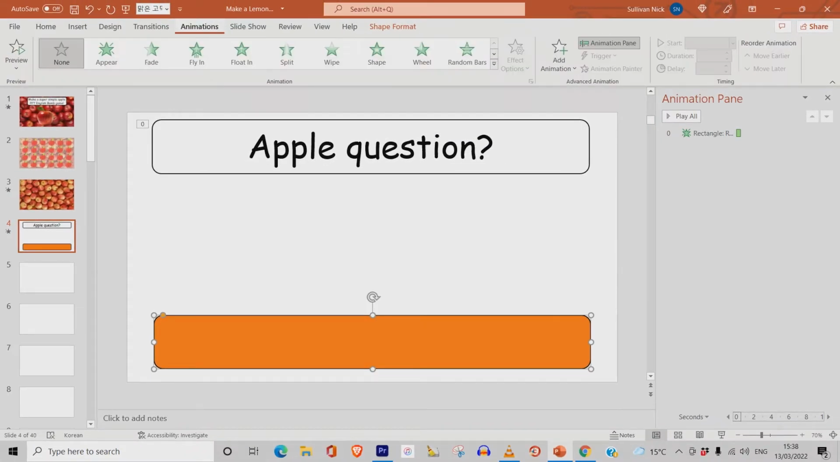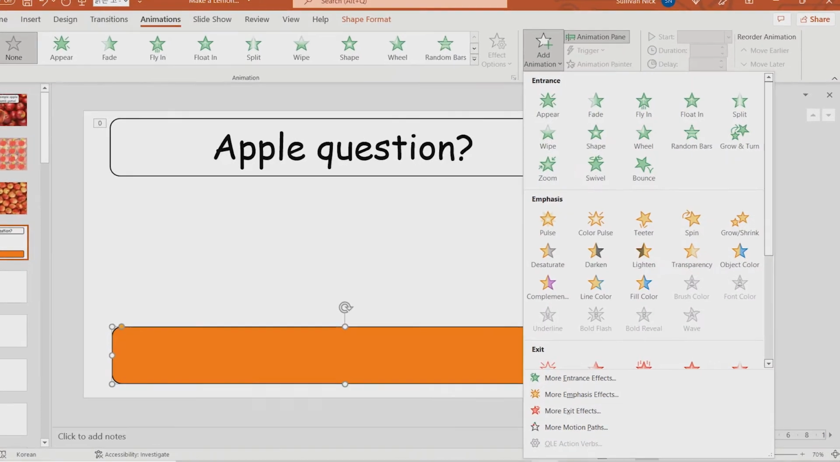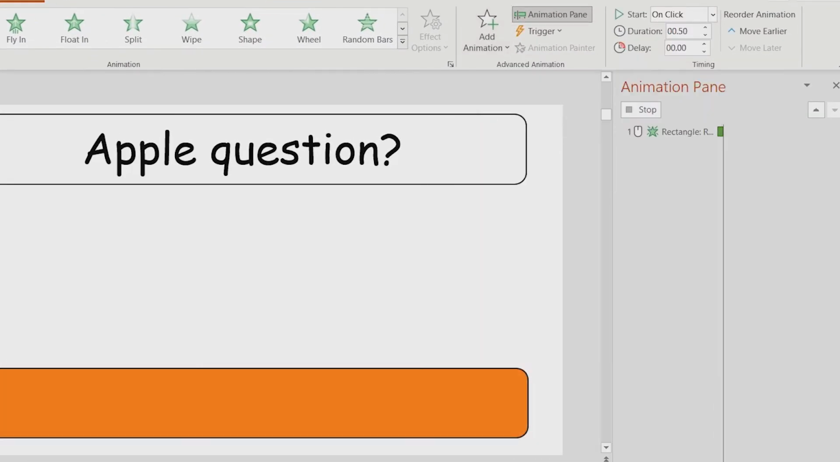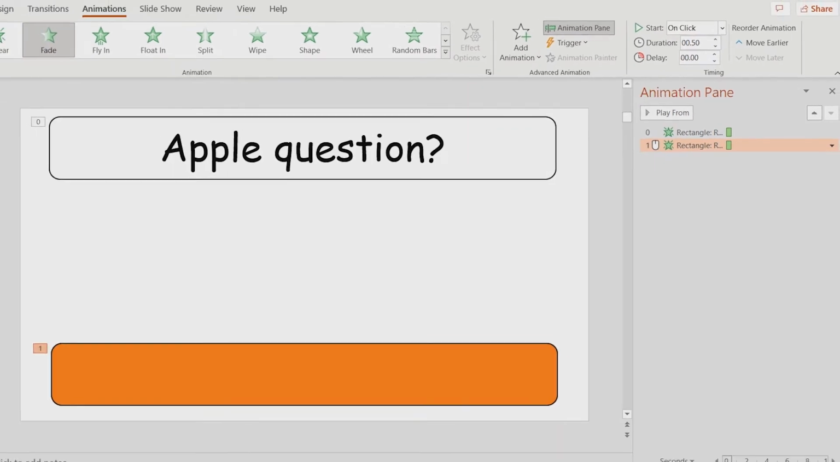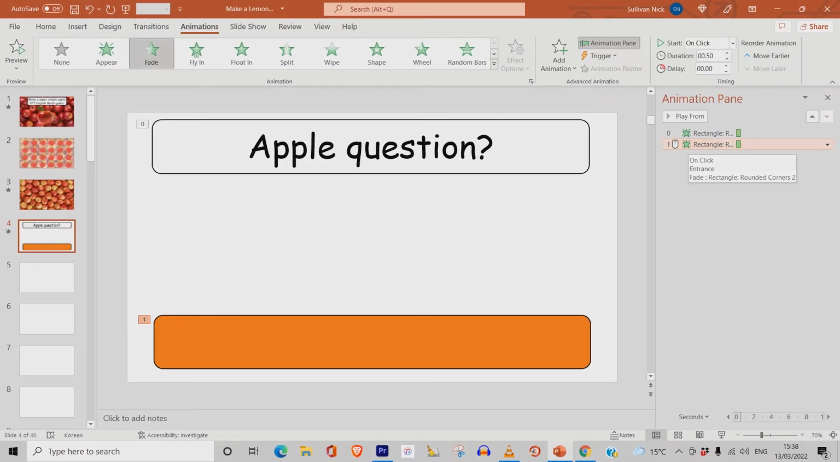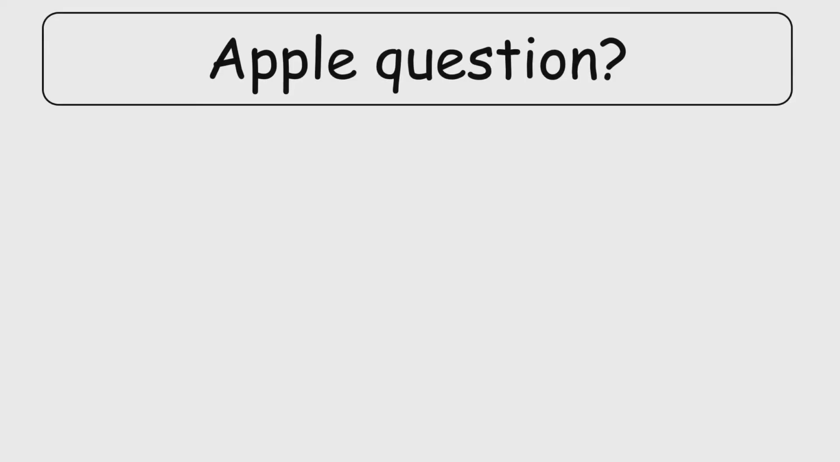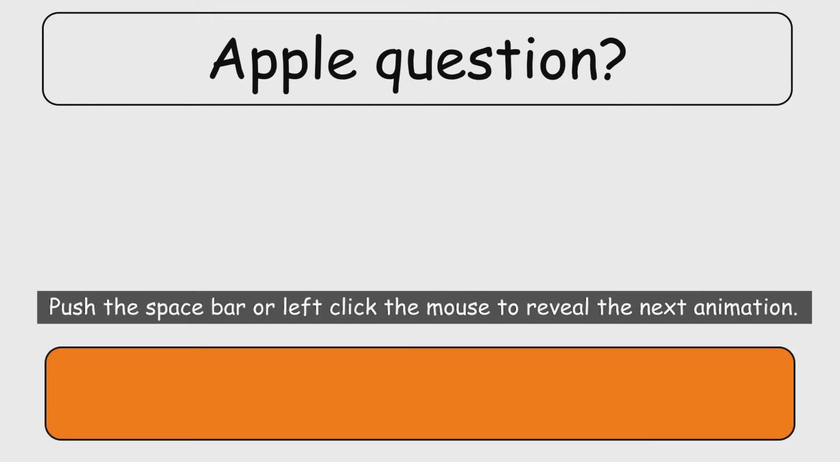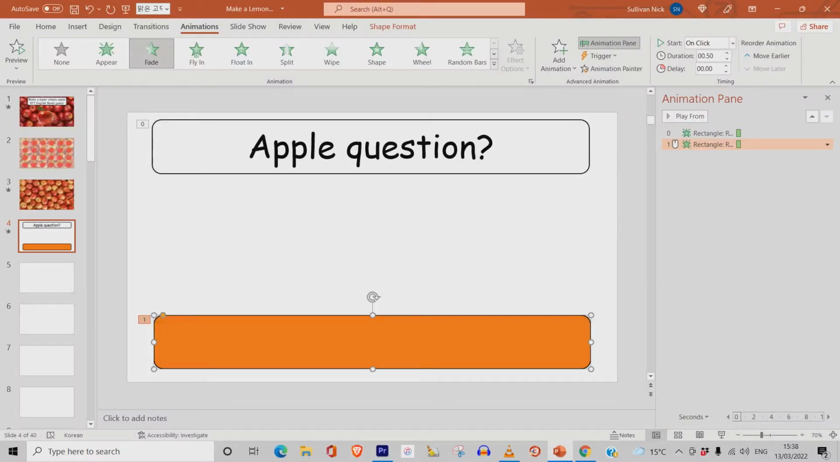And let's go back to animations. Again, we're going to use Add Animation, and I'm going to choose Fade again. Okay, so this time I'm not going to change any settings here. I'm going to make it so that the animation will happen on the click of the mouse or on the push of the space bar. So it's going to look like this. The Apple question will open up, and then push the space bar or click the mouse, and then the answer is going to come up here.